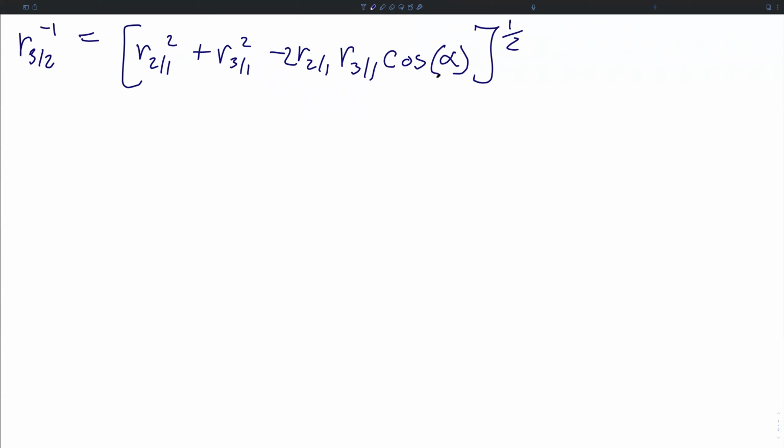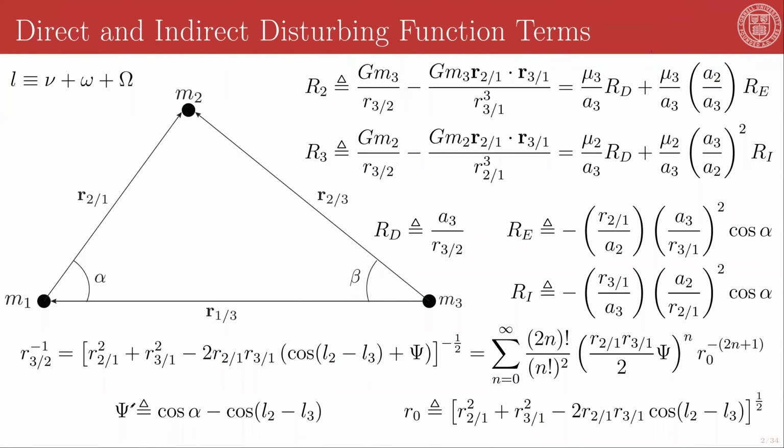Our goal is to expand the disturbing function in our osculating orbital elements. And so we need to get rid of this alpha and replace it with something that maps to the orbital elements. We do so by introducing this capital psi quantity. Capital psi is going to be defined as cosine alpha minus the cosine of the difference between the true longitude of body 2 and the true longitude of body 3.